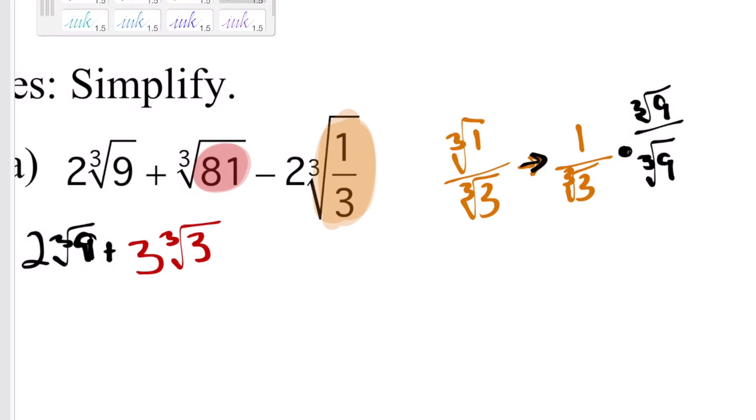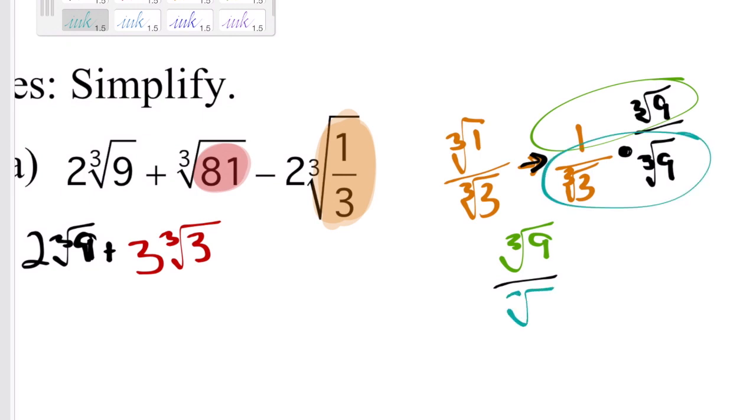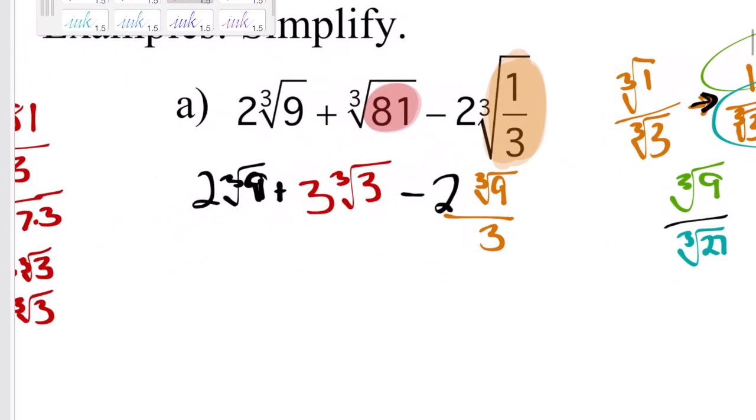So then multiplying across the top, we've got cubed root of 9. And multiplying across the bottom, 3 times 9 would give me cubed root of 27, which is just 3. So then minus 2, and then that became cubed root of 9 over 3. Now what I see here is I have two things that have a cubed root 9 in them. So I have one over here has a cubed root 9, one over here has a cubed root 9, which means I can combine these.